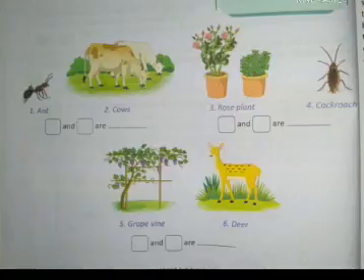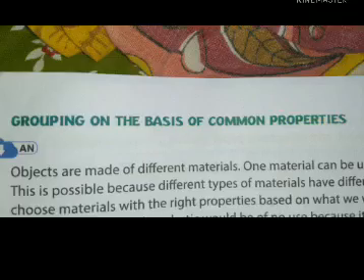These are all 1, 2, 3, 4, 5, 6, all different things. Now we are observing and using our common sense to select the same type of things under a group, and this is sorting them, making them together. So that is why the ant and the cockroach come under the same group as insects. The cows and the deer come under the group called animals, and the rose plant and the grapevine come under the group called plants.